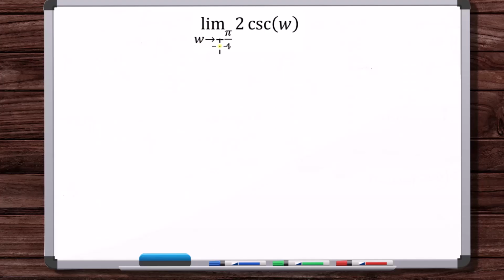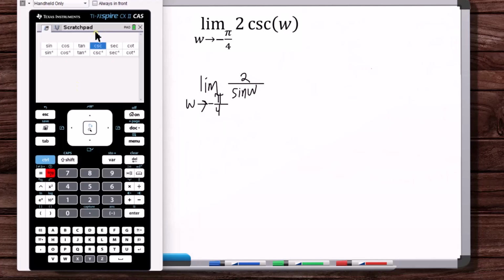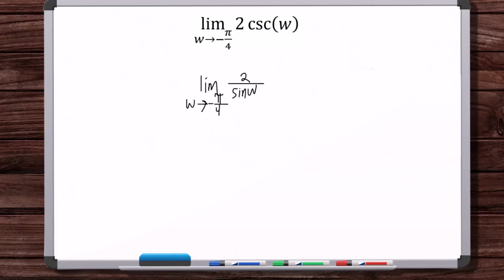Okay, the limit as w approaches minus pi over 4 of 2 cosecant of w. So we know that cosecant is the reciprocal of sine. Okay, so it looks like this is just continuous at the limit point. So let's just do cosecant of minus pi over 4. Yeah, so this function is just continuous at the limit point. So just plug in the limit point: minus 2 root 2.